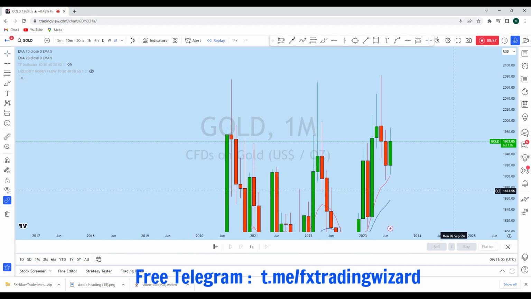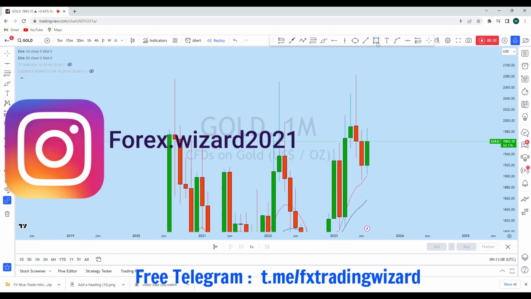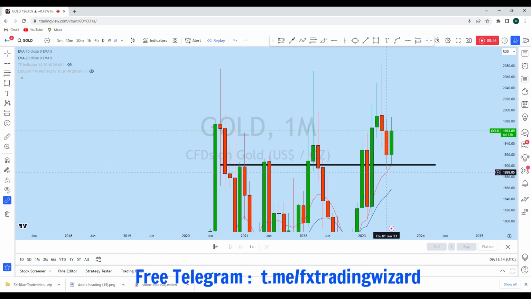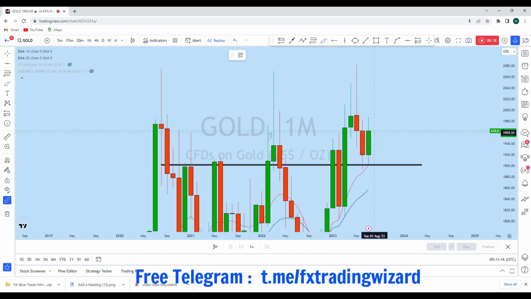Now, from the monthly, gold is currently showing significant bullish price action. This is the monthly support. We have seen that after the previous monthly bearish candle, this month so far gold has created a higher low and then had a strong bounce to the upside.